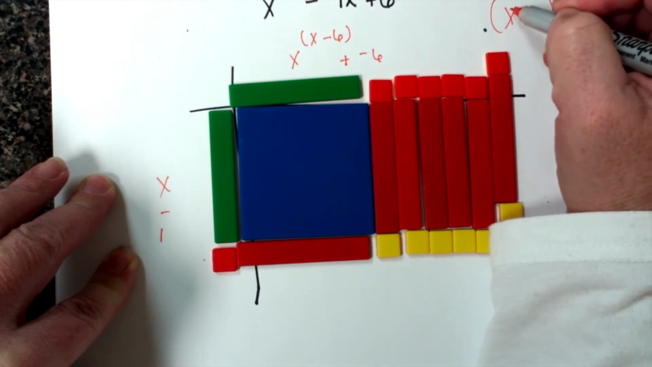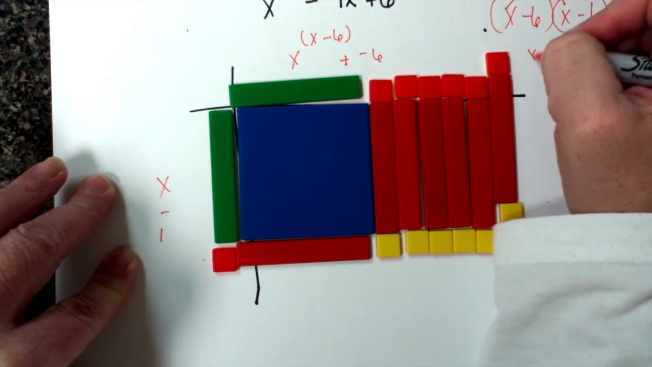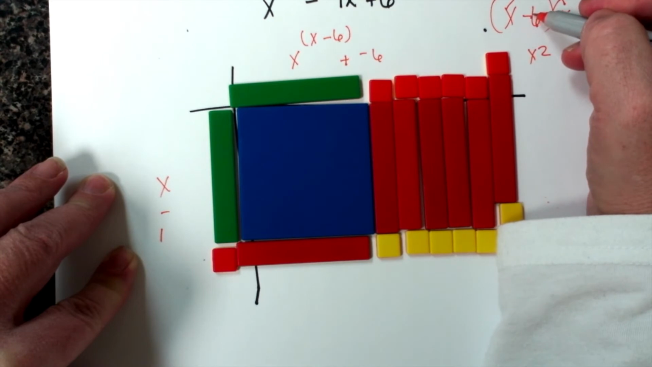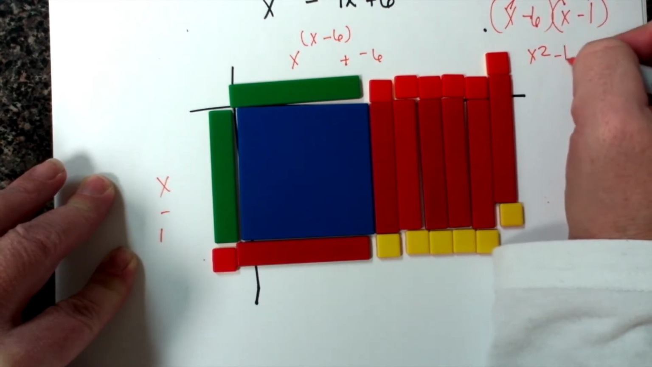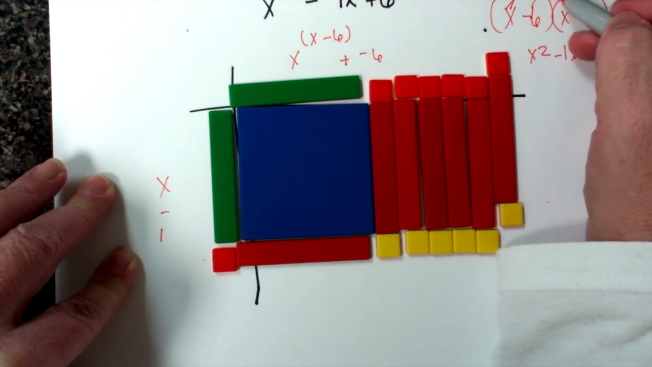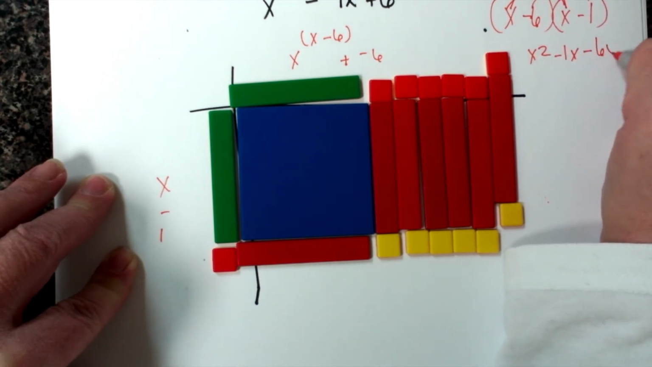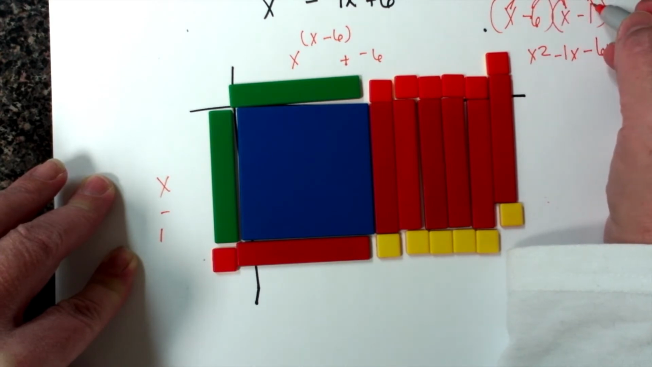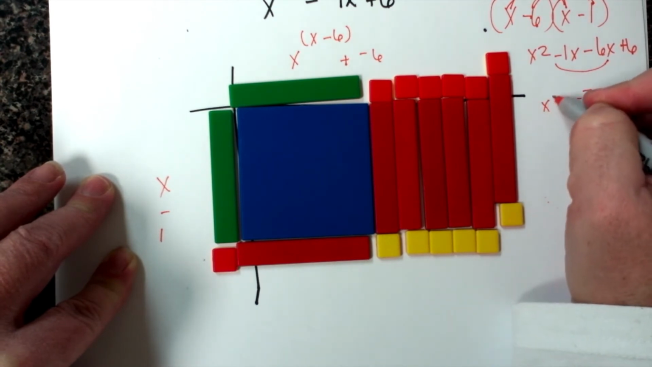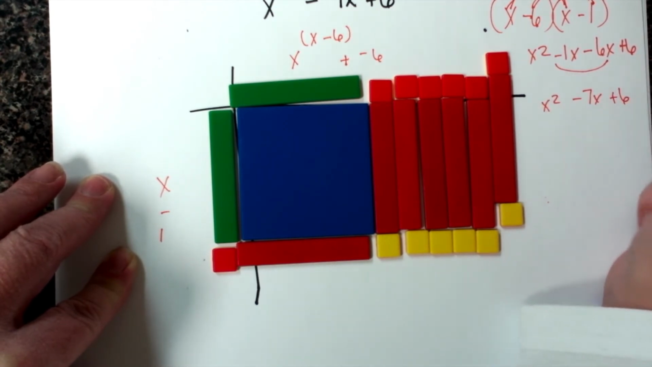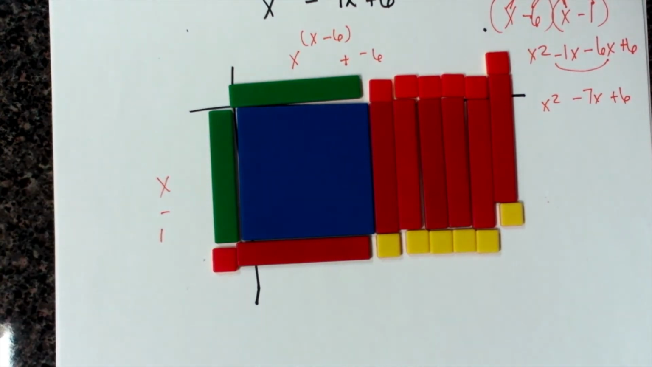Now x and x is x squared. A negative x, 1x. This is going to be a negative 6x. This is going to be a negative and a negative make a positive. So now I've got combining like terms, bringing down the rest, and there is my answer. So I've checked it. I know it's correct. This is the way it should be.